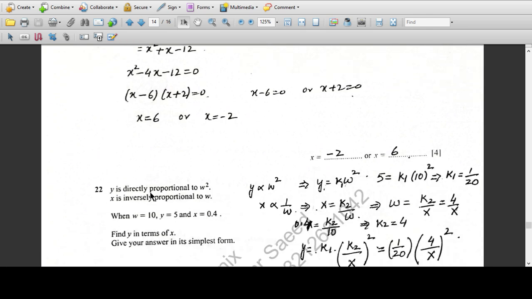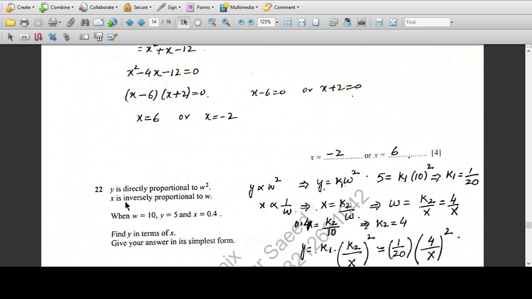Question 22: this is a little bit difficult but not very much. y is directly proportional to omega squared, so y is equal to k1 omega squared, where k1 is the proportionality constant. When omega is equal to 10, y is equal to 5. So 10 squared is this, and from this the value of k1 is obtained as 1 upon 20.